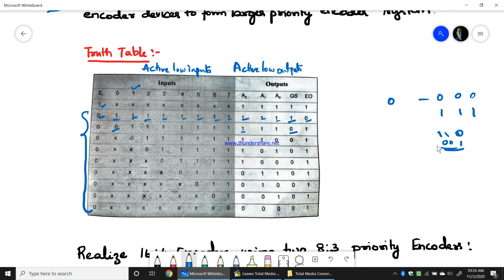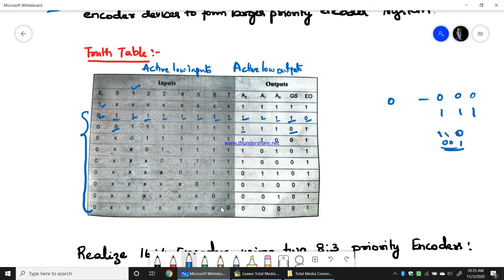So similarly, the next entries in the truth table are according to the priority only. Now if 2 is 0, irrespective of the value of 0 and 1, 2 will be given more priority, and based on that the output will be obtained. From now on, GS will be all zeros because any one of the inputs is active here.